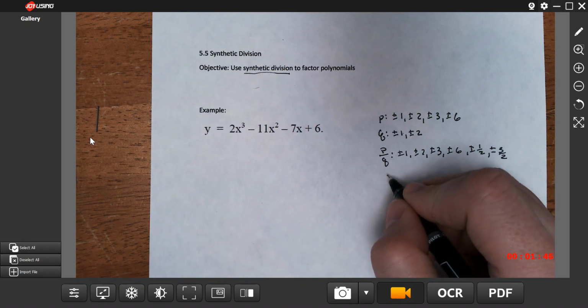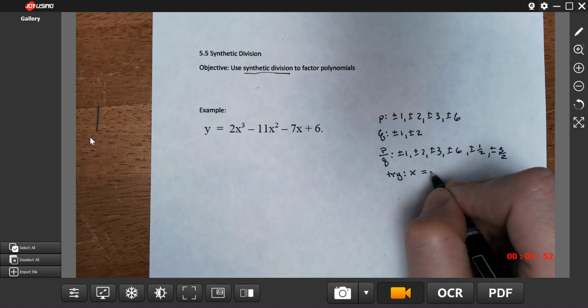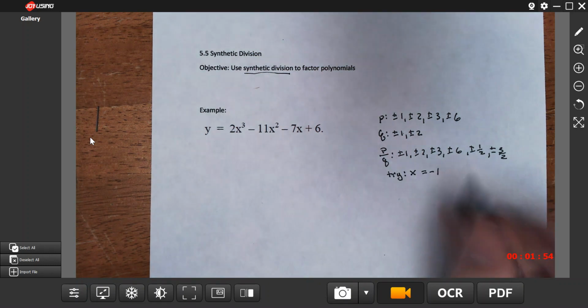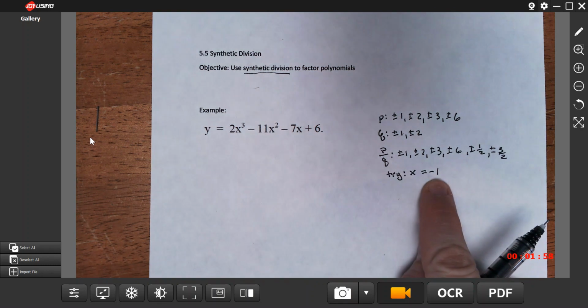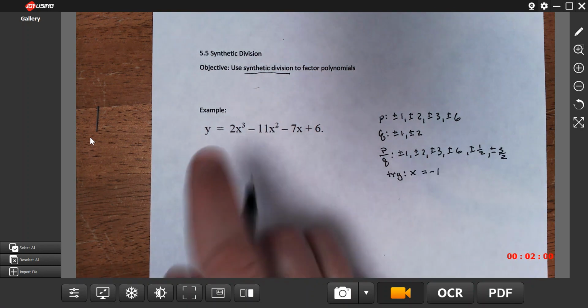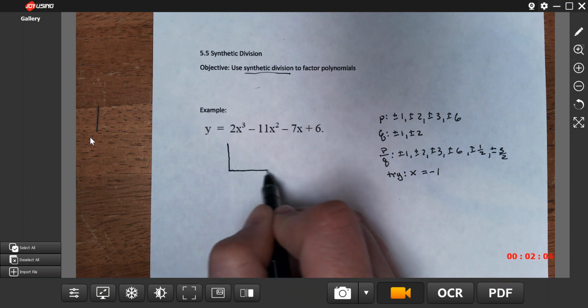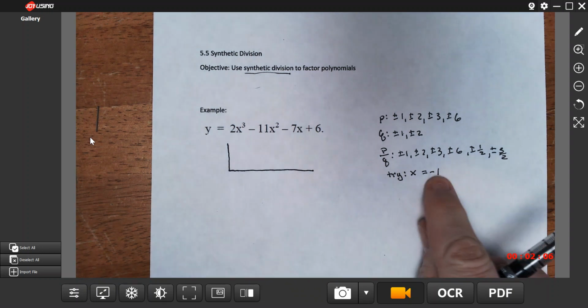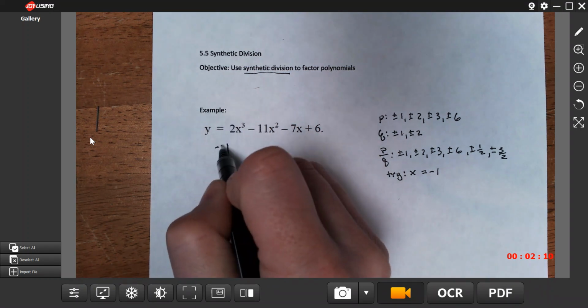So let's just try one at random, which obviously I selected ahead. So let's try x equals -1. That's one of the possible rational roots. So the way synthetic division works is we set up a system like this. So draw half of a rectangle and put your root over here in the upper left.